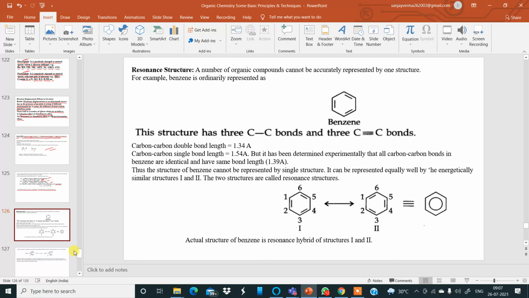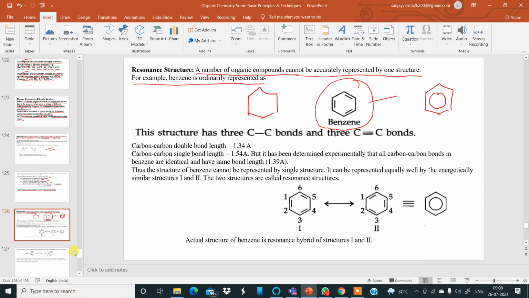Further, resonance structures. I have already explained the resonance of phenol. A number of organic compounds cannot be accurately represented by one structure. For example, benzene is ordinarily represented like this, but we can write benzene in this way also. This is the canonical structure, or I can write benzene in this way also. All are similar. The structure above has three carbon-carbon single bonds and three carbon-carbon double bonds. This is the double bond.